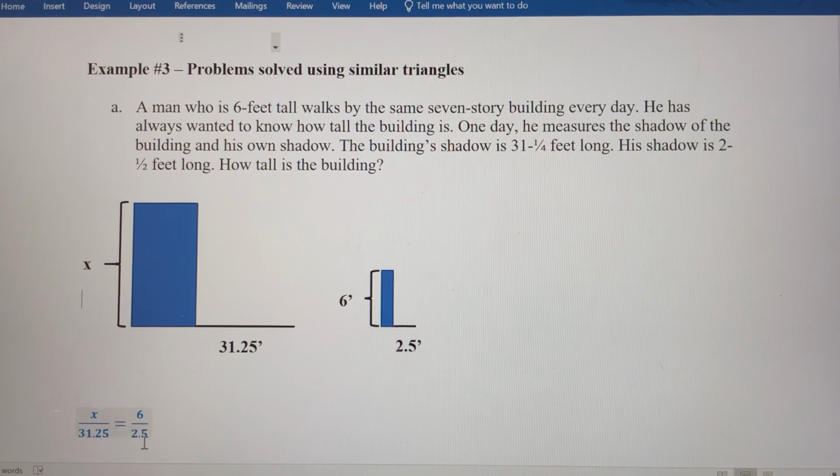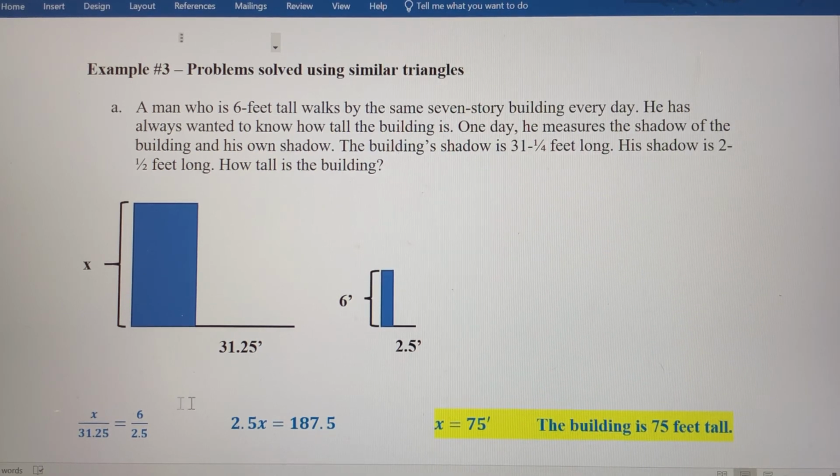So once you set up this proportion, we're going to cross multiply. I'm going to multiply x times 2.5, and that gives me 2.5x. I'm going to multiply 6 times 31.25, and that gives me 187.5. So that's going to let me solve for x. I'm going to divide both sides by 2.5, and that gives me the height of the building. x should be 75 feet, so we know the building is 75 feet tall.